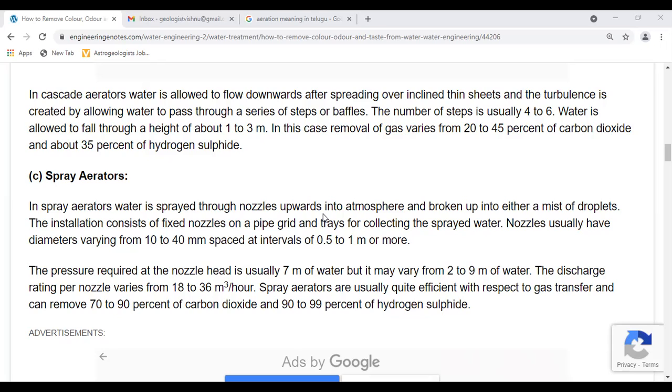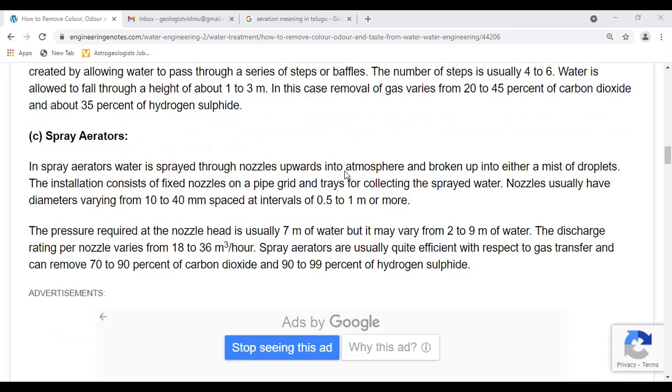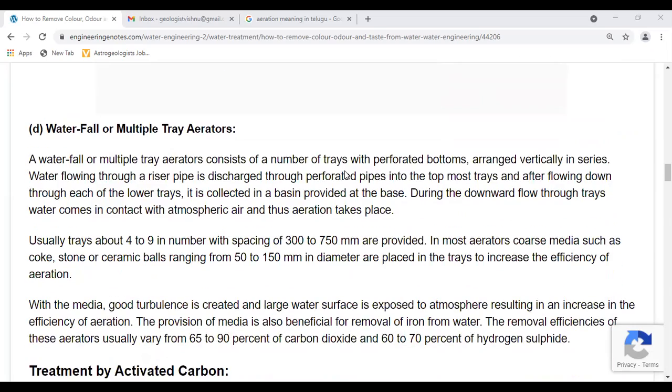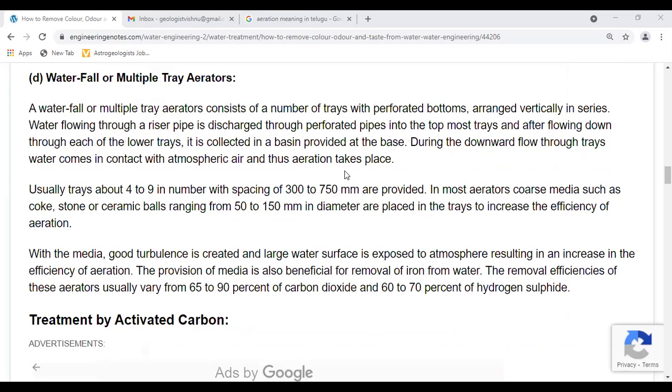The discharge rating for a nozzle varies from 18 to 36 cubic meters per hour. Spray aerators are usually quite efficient with respect to gas transfer and can remove 70 to 90% of carbon dioxide and 90 to 99% of hydrogen sulfide. And the fourth one is waterfall or multiple tray aerators.